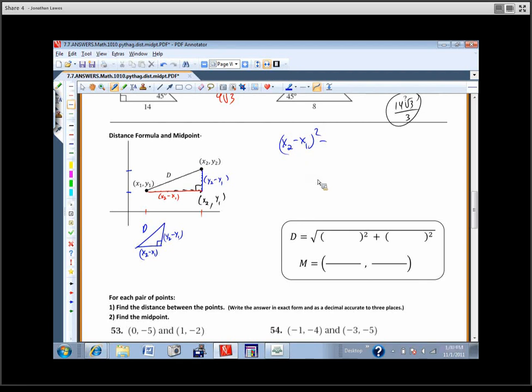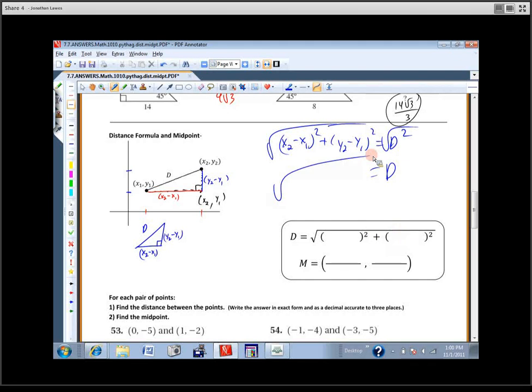So this would be x2 minus x1 quantity squared. That's the first leg squared. Plus y2 minus y1 quantity squared. That's the second leg squared. And that should equal the hypotenuse squared. But we don't want to know what the square of the hypotenuse is. We just want to know how long the hypotenuse is. So how do we get rid of the square on the D? Take the square root. So I take the square root of this side and the square root of this side.